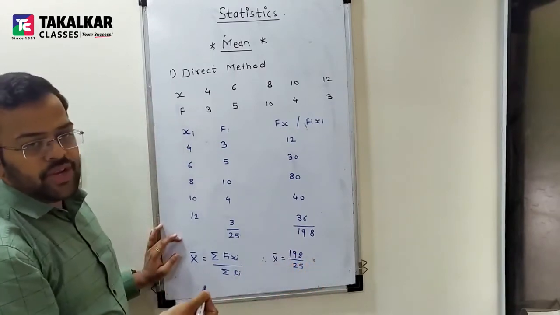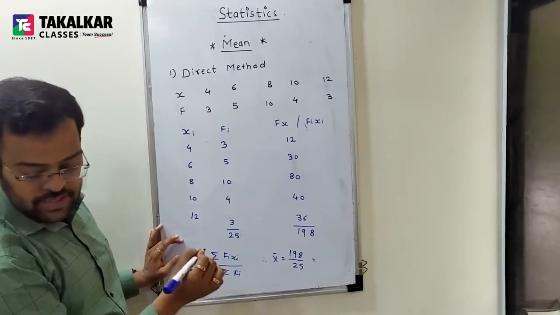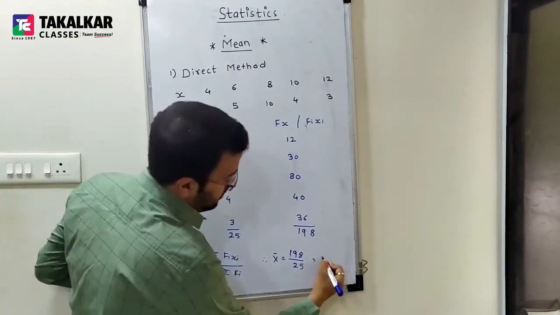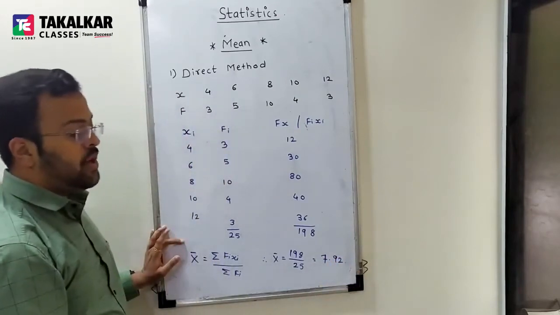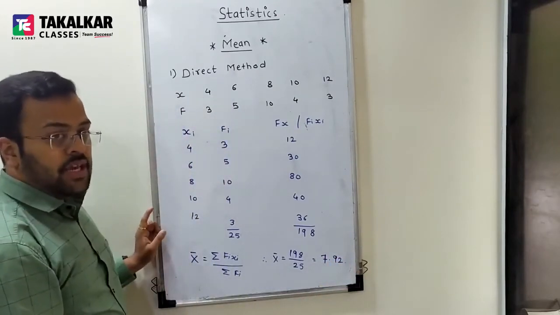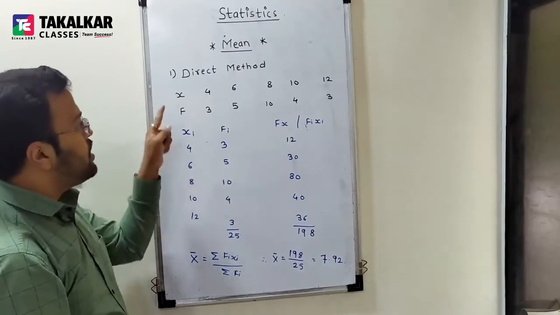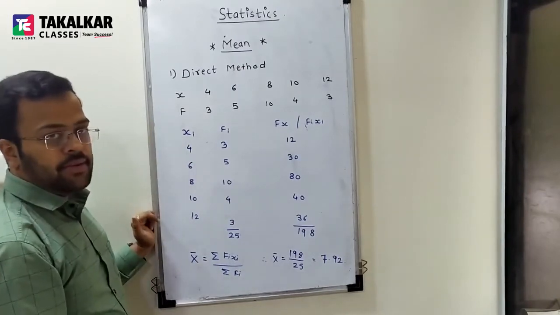You know the table of 25. 25 ones are 25, 25 sevens are... After division, you will get the answer as 7.92. So this is your mean. We will see one more sum based on again this direct method.